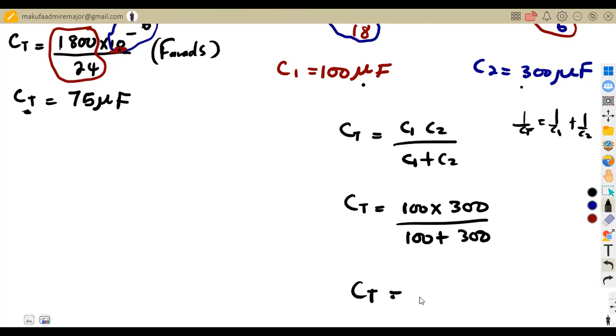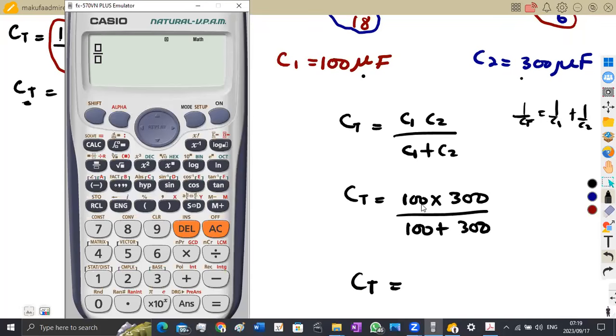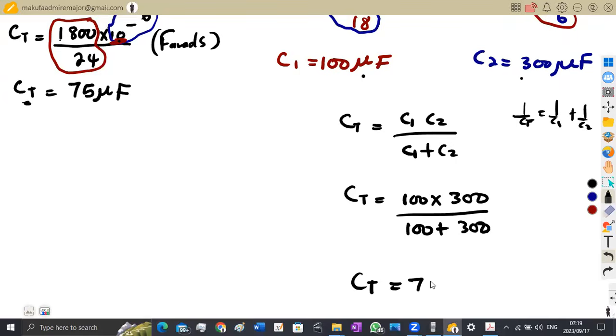Let us see what we are going to obtain for our CT. These values are in micro, so our answer is going to be in micro. Let us check on our calculator here. That is going to be 100 times 300 over the sum, 100 plus 300. This is going to give us 75. So we are obtaining 75, the same answer that we had for the total capacitance.